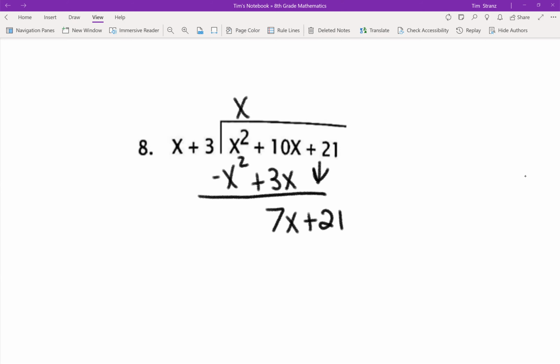X times 7 is going to give me that 7x, so I'm going to do a plus 7. 7 times x is 7x, and 7 times 3 is 21. Subtract these, you get 0. My answer is x plus 7.